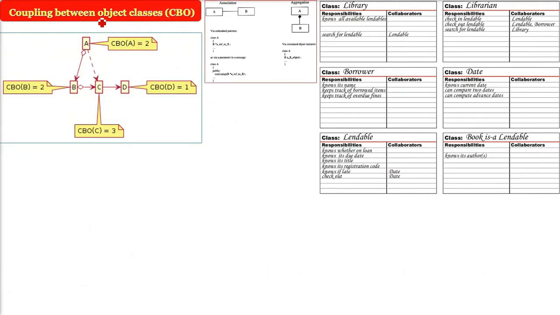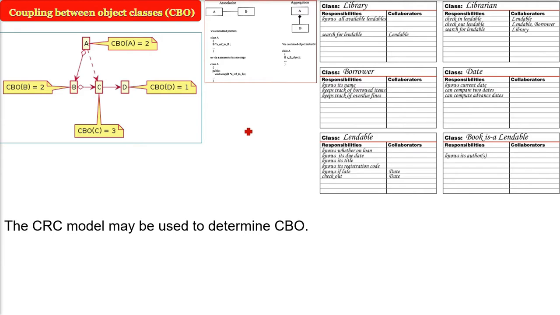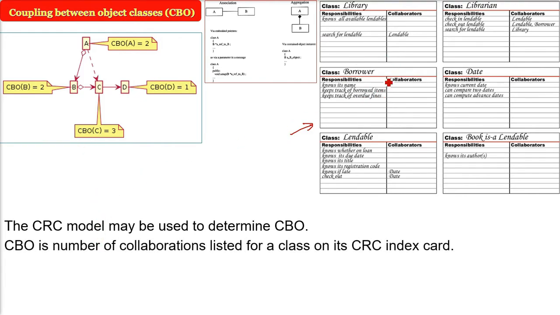Coupling between object classes. This is CBO. This is the CK suite, one more metric. CBO, coupling between object classes. Now when we make a class, or the components, subcomponents or modules, they are going to somewhat couple. So the CRC model may be used to determine the coupling between object classes, and this you can take from the CRC index card.